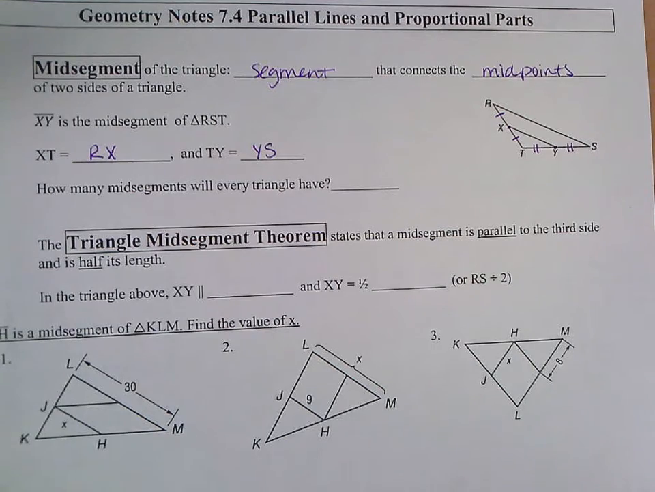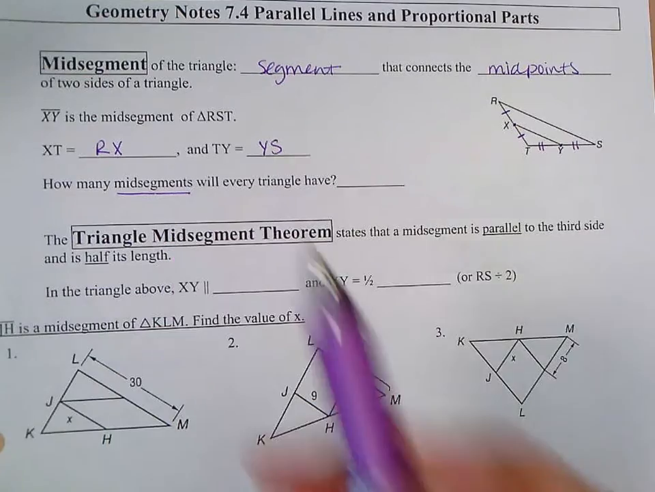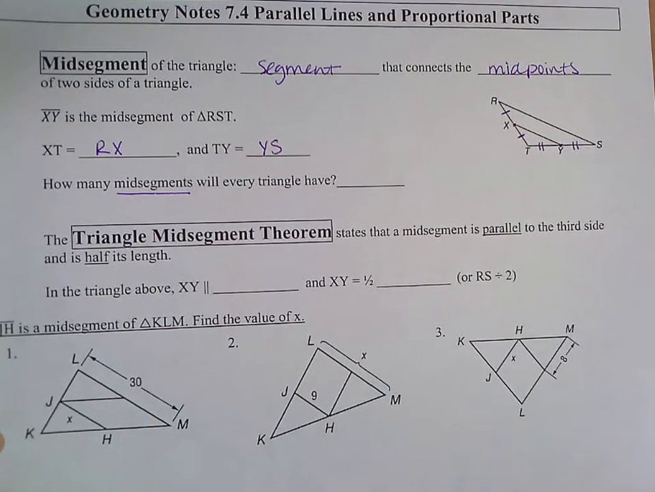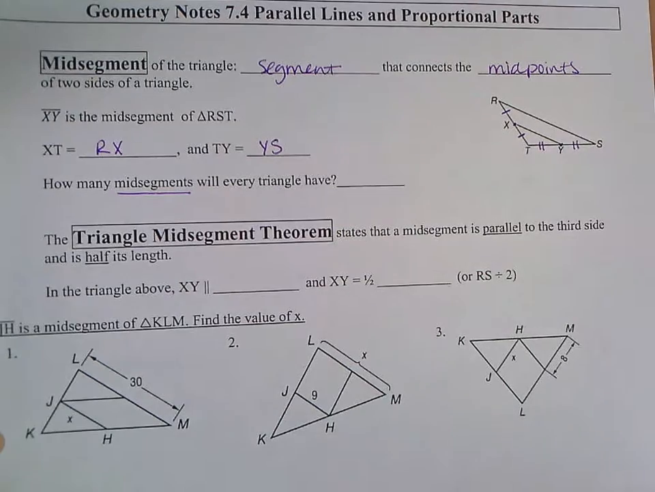But then it does ask how many mid-segments will every triangle have? Any ideas? Every triangle has more than one mid-segment. So, Hunter? Would have more than two. It would have three. So we have three sides of a triangle. All three sides have a midpoint.